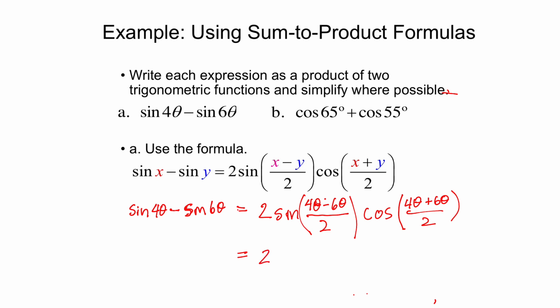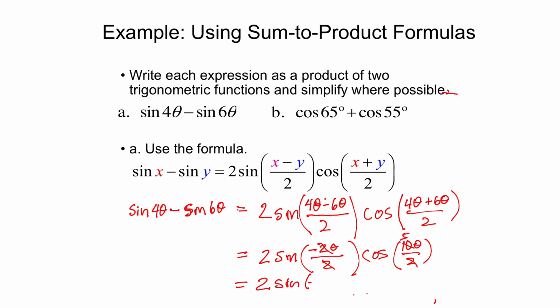So this is 2 sine of (4 theta minus 6 theta) over 2, which is negative 2 theta over 2, times the cosine of 10 theta over 2. Of course, we can simplify what's inside those parentheses. So taking that 2 into the top here, we can make that into a 5. So this gives me 2 sine of negative theta times the cosine of 5 theta.